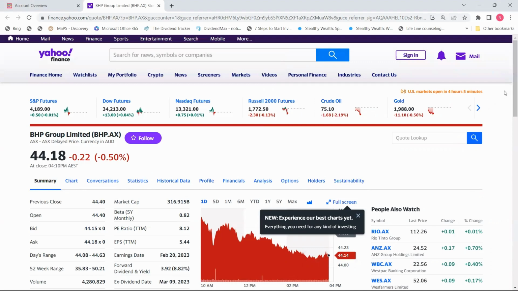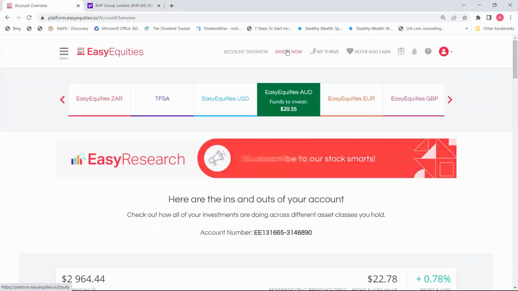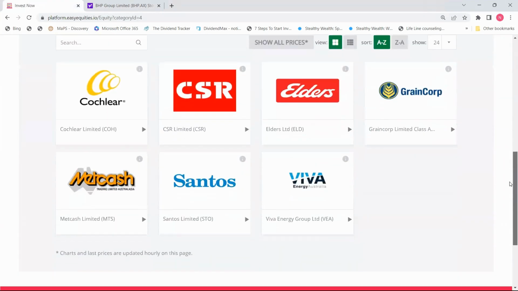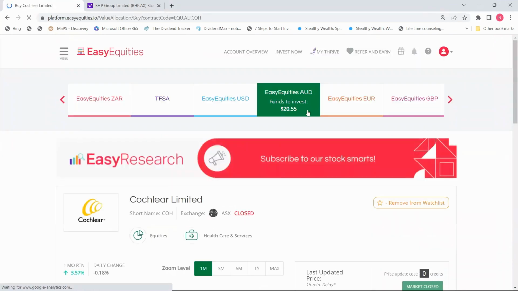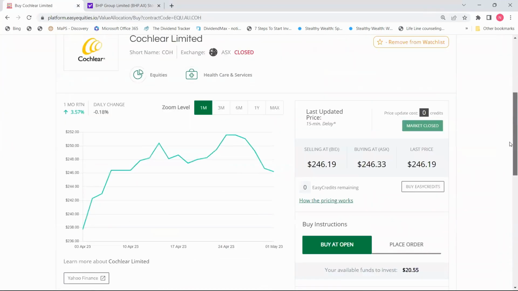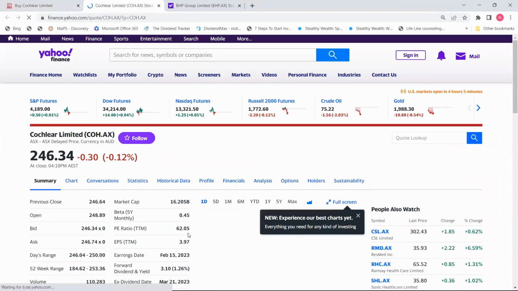Let me show you an example of a company that I think is expensive. It's also an Australian company. So let's go back to my Australian watch list. Let me show you using Cochlear, for example. Cochlear is a good company, but when I look at the PE ratio, I'm like, wow, it's extremely high. So go to Yahoo Finance. Let me show you. Look at the PE ratio.